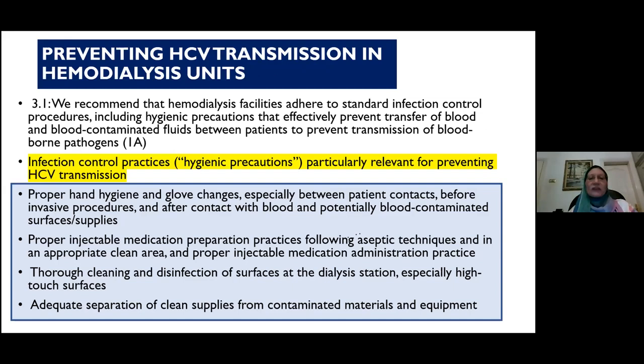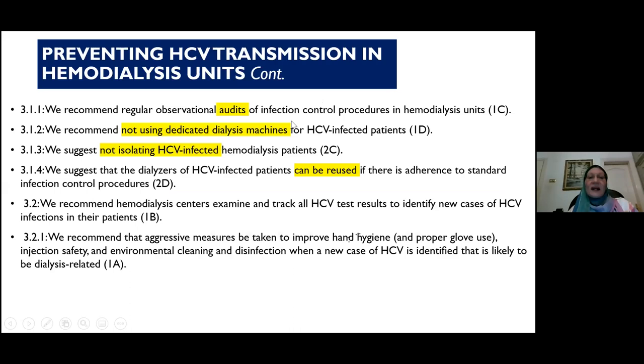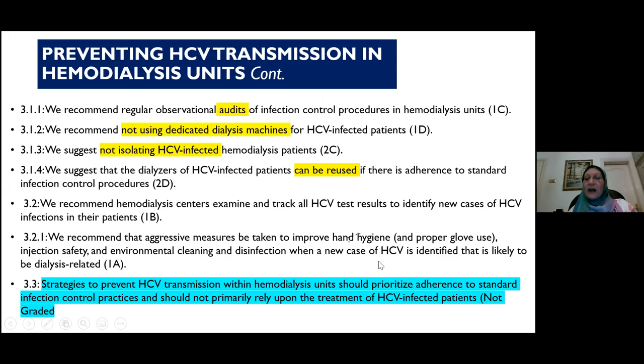This is very important, and this will also help control other infections, including coronavirus infections, and doing multiple audits to make sure that these infection control practices are being done. In the KDIGO guidelines, they do not use dedicated machines, they do not isolate patients, they even reuse the dialyzer for the same patient. But we do isolate because we don't apply these measures in all centers as efficiently as should be. The point is that we have to prioritize adherence to standard infection control practices. We should not primarily rely upon treatment of HCV infection.